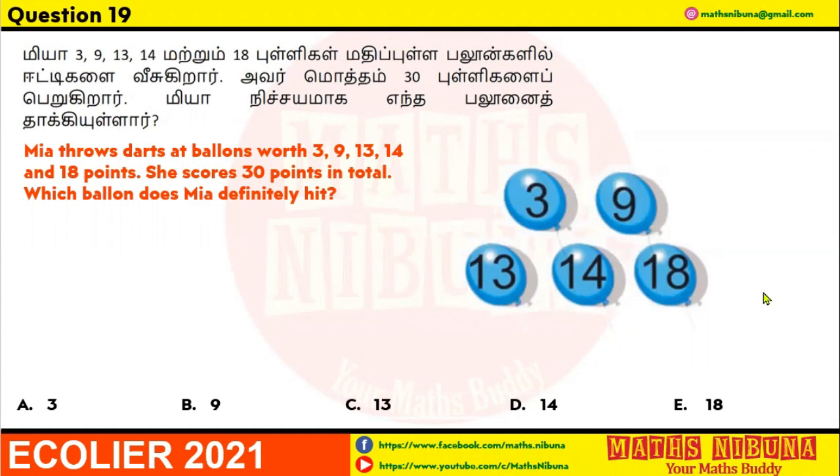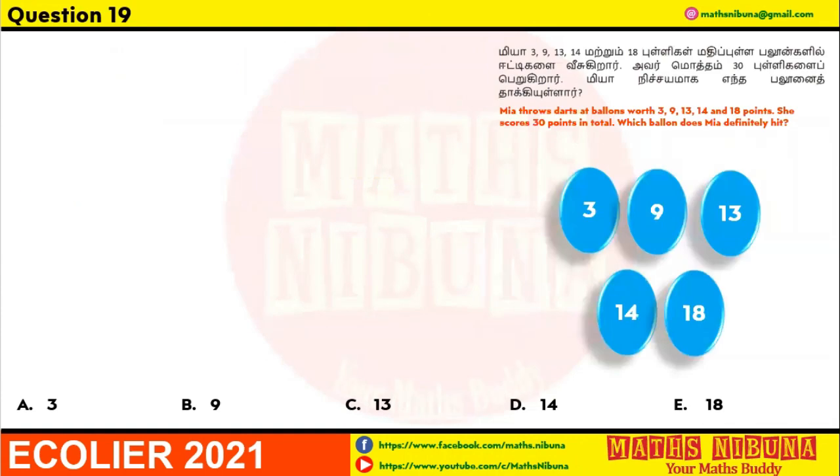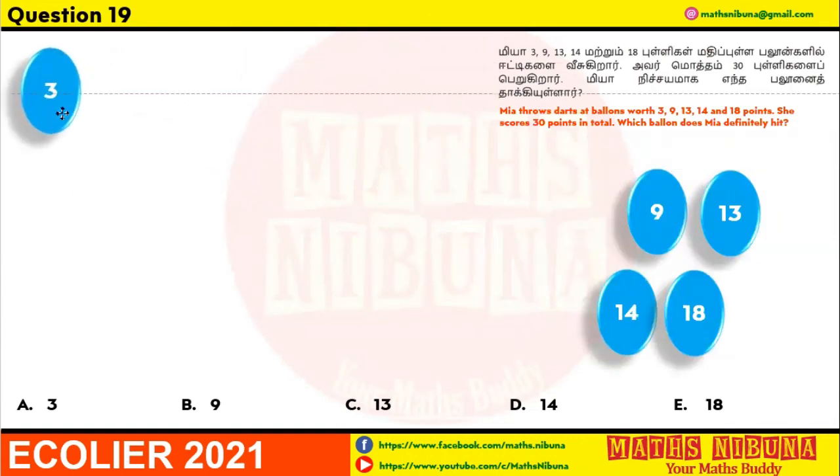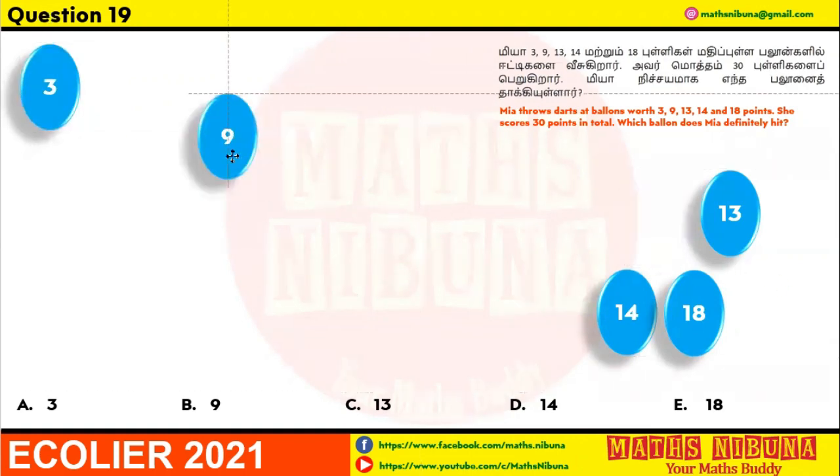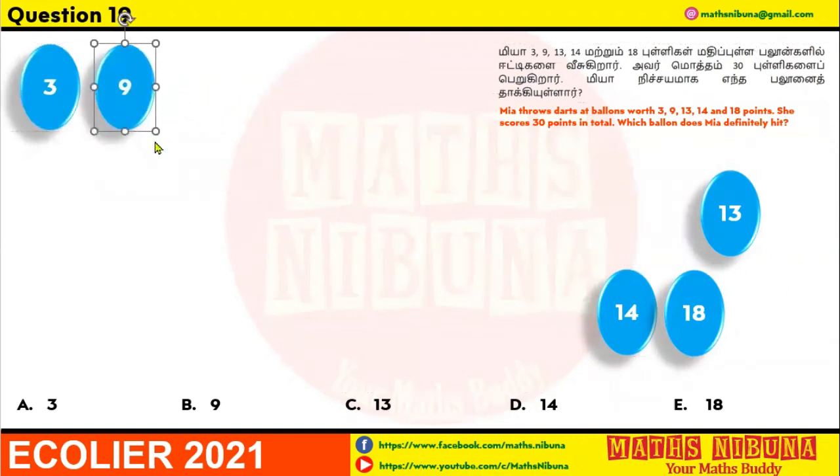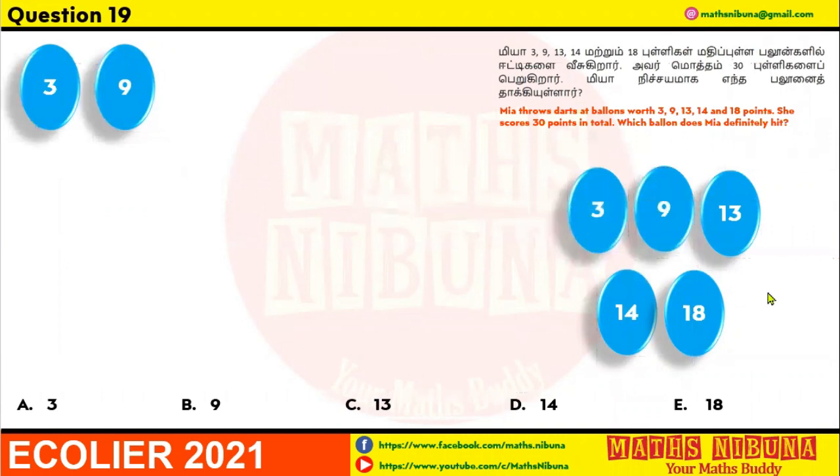Okay, so we see one by one what the best combinations we can have are. Let's say I start with 3, and then I think the second balloon is 9, let's say. Put it here also. And then 9 plus 3 is 12. So to get 30, 12 plus what is 30? 12 plus 18. Okay, this is my first combination: 18 plus 9 plus 3 is 30.